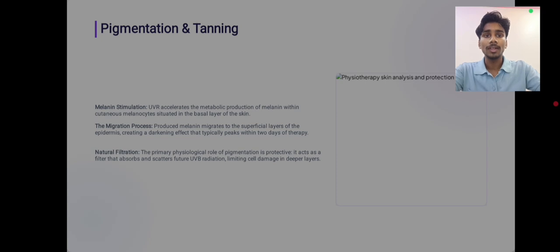Natural filtration. The primary physiological role of pigmentation is protective. It acts as a filter that absorbs and scatters future UVB radiation, limiting cell damage in deeper layers.